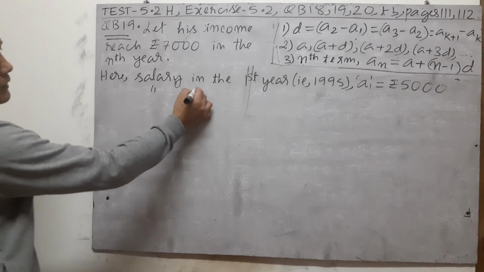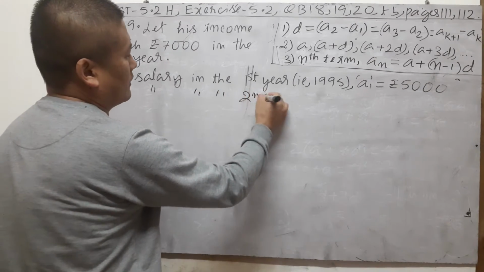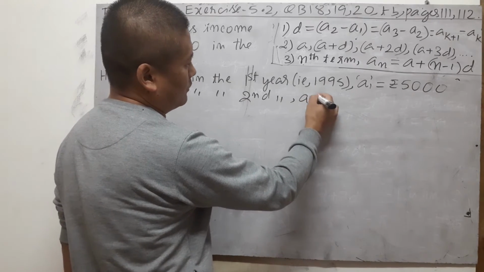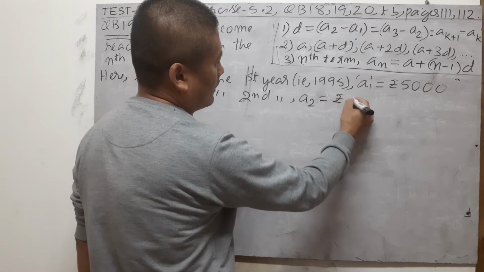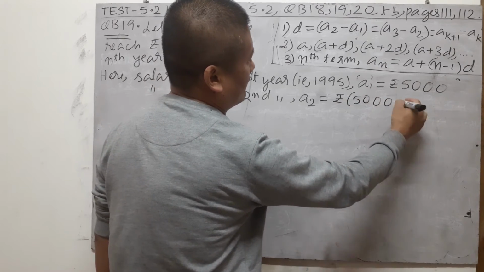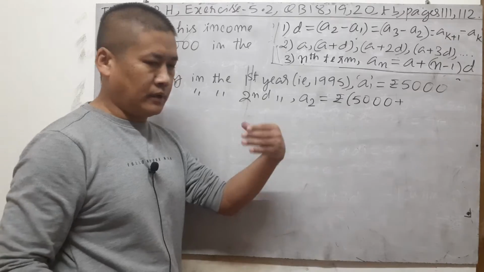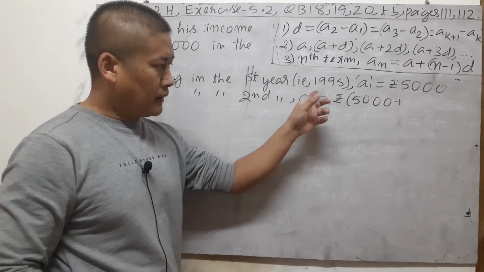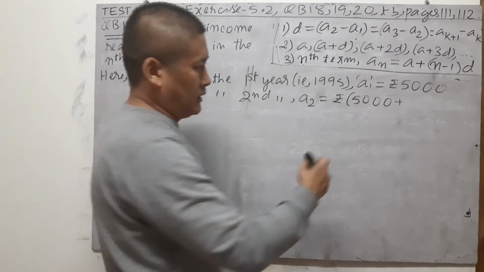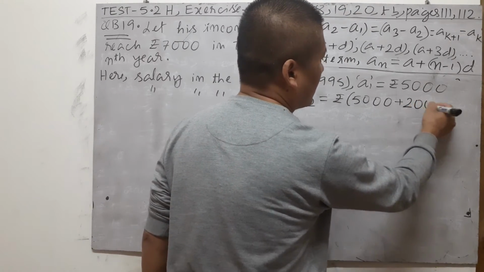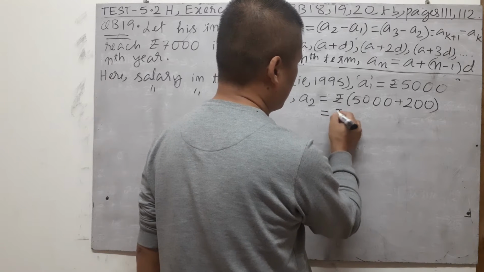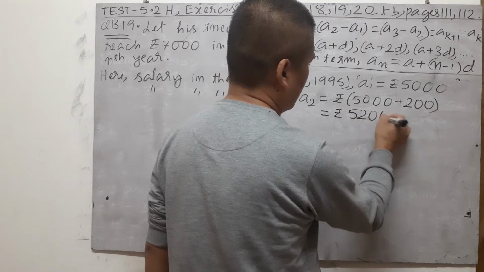Then salary in the second year. On the same logic, let us put A2 will be rupees first year salary A1 plus every year increment of 200, means increment means addition. So in the year 1996 A2, he was getting in year an increase of 200. Increment means this like this. So that is rupees 5,200.